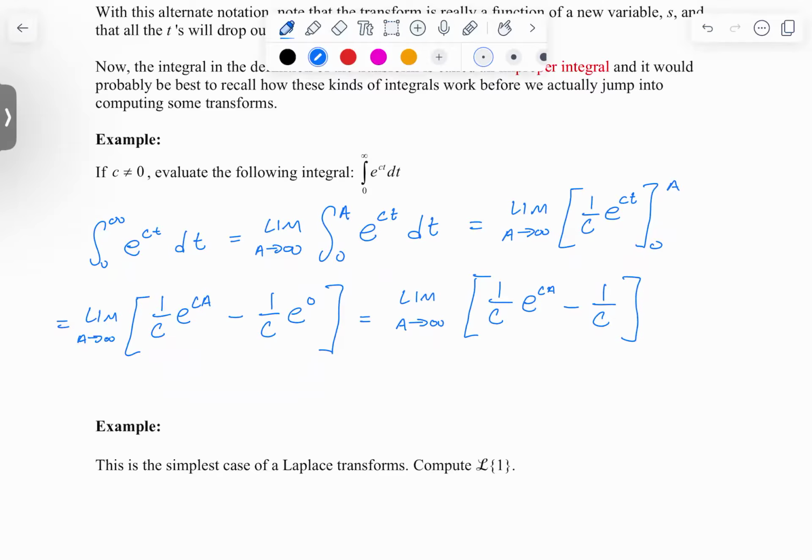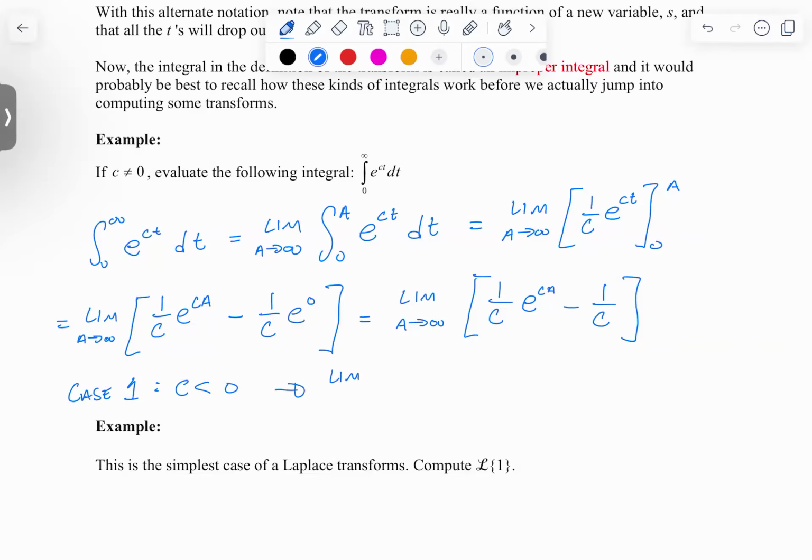Okay, so once we end up with this, we have two cases. Case one, we identified c not equal to 0, which means what are the two options that c can be? So c can be below 0 or above 0, right? Since c is not equal to 0. So case one, we're going to do c is less than 0.